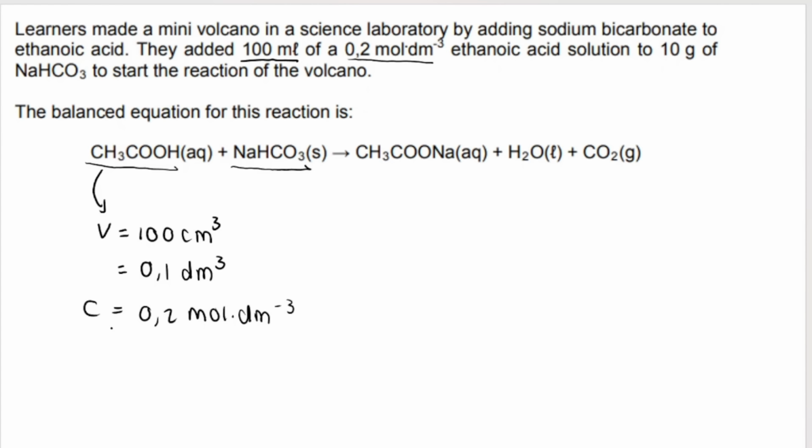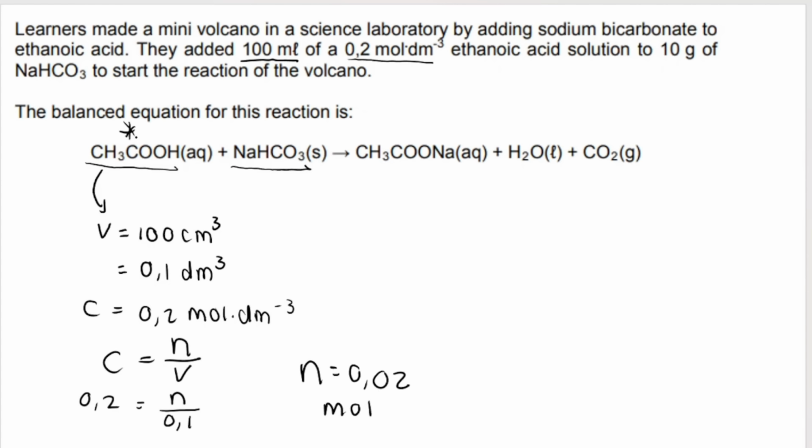So in order to convert this information to moles, we're going to use the equation C is equal to n over V. You write your formula as it is on your formula sheet, you substitute in, so it's 0,2. We're looking for number of moles, volume is 0,1, and we get number of moles of our acid is 0,02 moles. Now remember, that's just the moles of one of our reactants. Our steps say that we have to do it for both of the reactants.